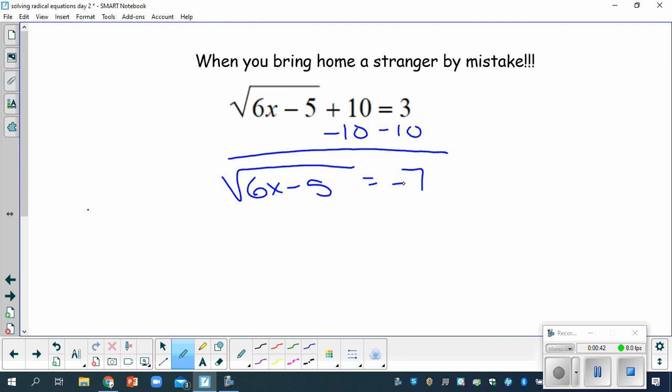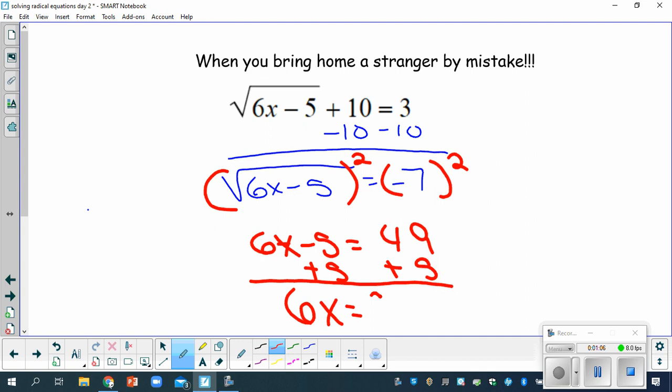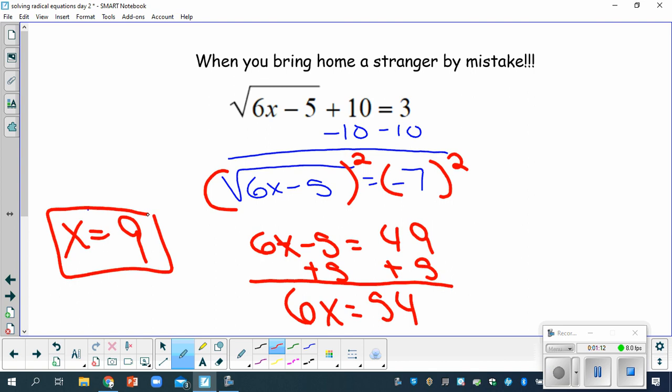I'm rolling along. I think, oh, I need to do my little square root bomb thing. And I do the little squared on this side, and a little squared on this side. And then I say, oh, that's 6x minus 5 equals 49. I keep on going. So far, it doesn't look weird to me. Everything looks okay. Look, I'm not even getting a decimal. I get x equals 9. And I'm pretty happy with that.